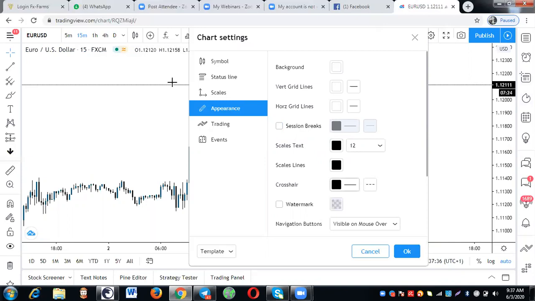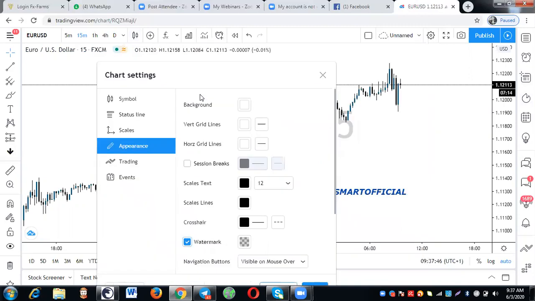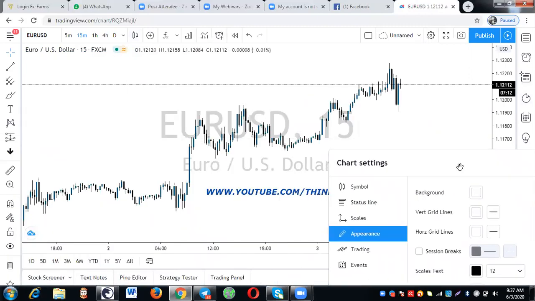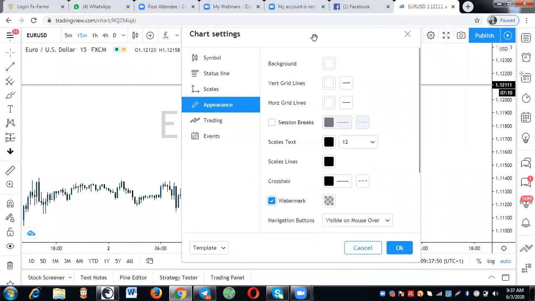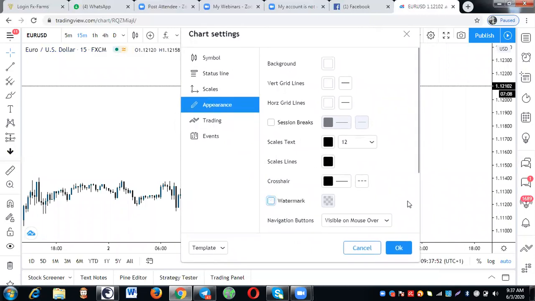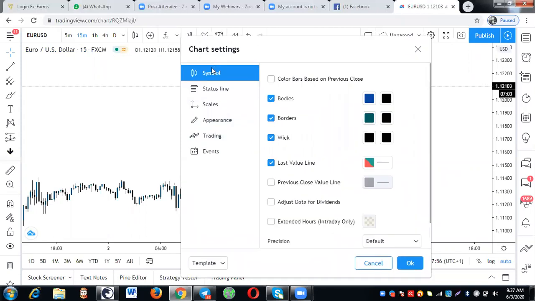We have the crosshair, this stuff I'm moving around right now. You can change the color if you want. All right, so what else? Watermark, you can put the watermark, EURUSD. If you want the watermark, you can put it, but I don't want it. So that's how you customize your stuff.